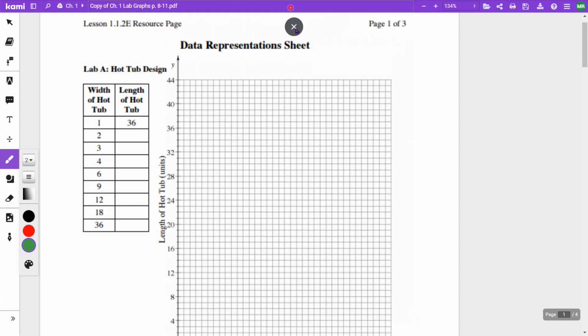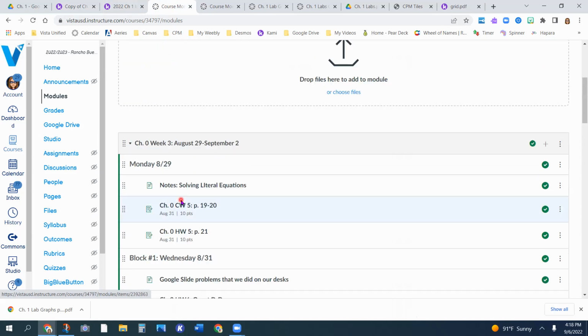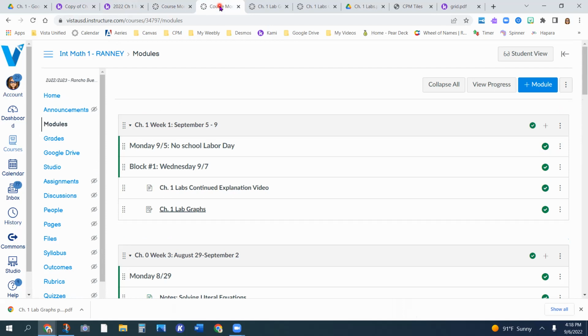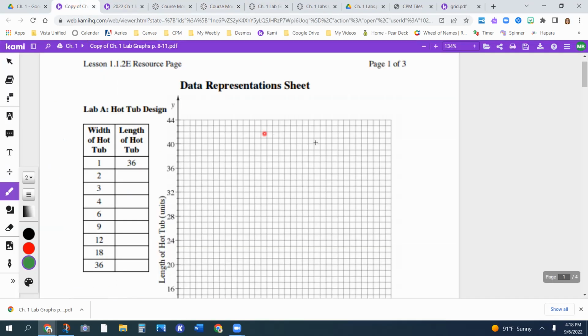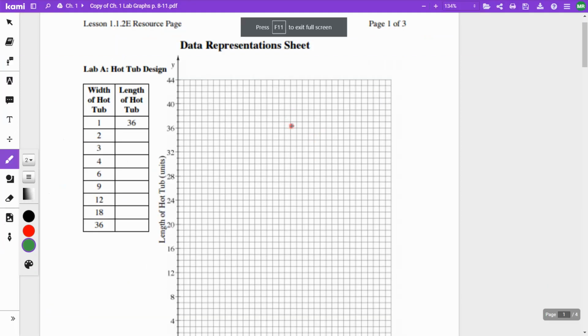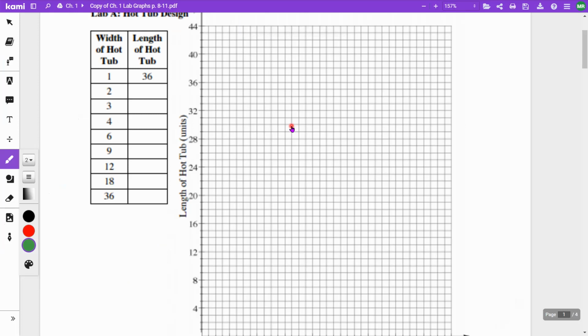Let me get the module up so you can see. It's on this one here. Chapter 1 lab graphs. That's the one you're going to be going to. And that's going to give you this. And so you're going to graph your data. You're going to plot the points. Okay. So 1 comma 36.